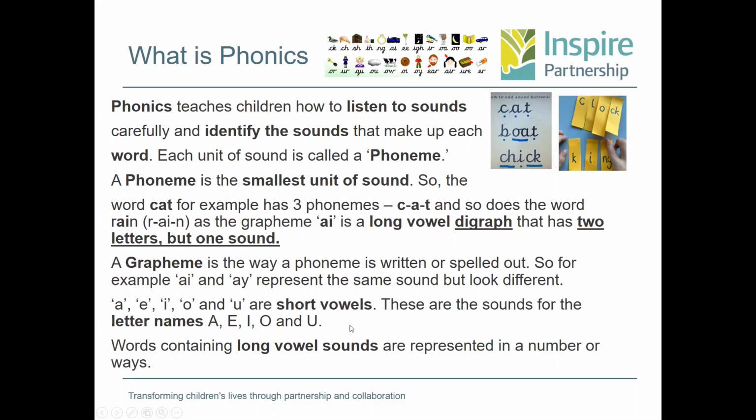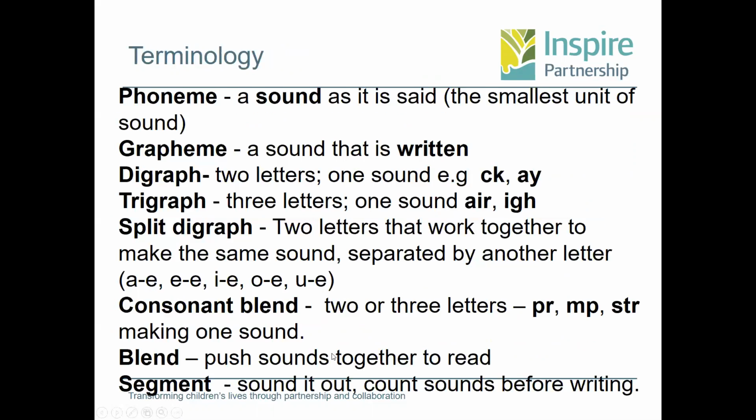As we go on through phases 3 and 5, that's when we introduce the spellings for the long vowel phonemes, like ai and ay. These long vowel sounds are introduced later. So we introduce the simplest phonemes first, and once children can read simple words, then we introduce the more complicated ones. Words containing long vowel phonemes are represented in a number of ways.